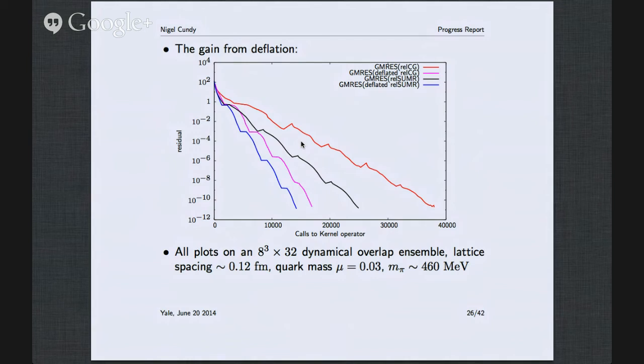So these are the two curves I showed you on the previous plot. And you can see I've got about a factor of 2, I think 2.3 for SUMA, and it's about 2.7 for CG inverted. So the red curve and purple curve are CG, the black curve and the blue curve are SUMA. Once again, the cost is measured in calls to the operator. The CG is pretty much exactly improved, pretty much exactly the rate you'd expect from the improvements in the condition number.